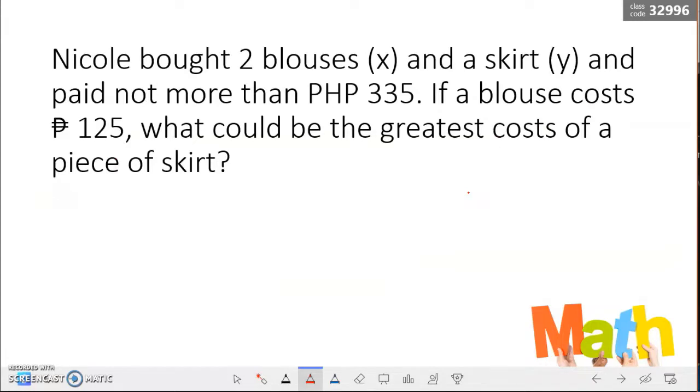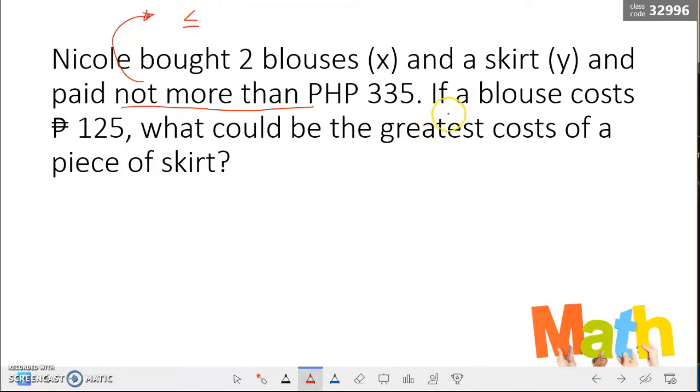Here we have Nicole bought 2 blouses. I will let the price of a blouse be our x, so x is the price of a blouse. And a skirt, y, the price of the skirt is y. And she paid not more than 335 pesos. When we say not more than, it will not exceed 335. So, it can be equal or lower. So, less than or equal is the symbol we will use there.